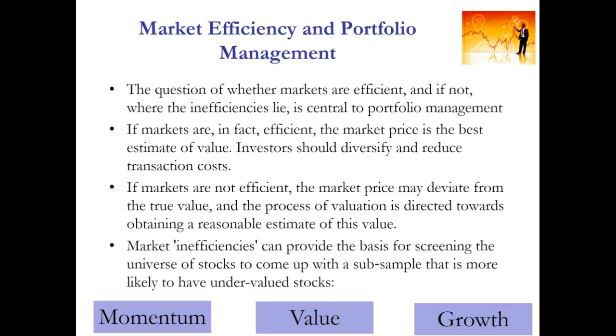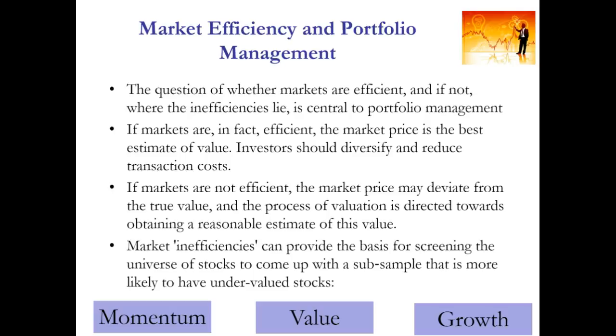So if you were to believe that markets were very highly or close to perfectly efficient, then basically you're suggesting that the market price is the best estimate of a firm's fundamental value. And in that case, the optimal investment strategy should be to diversify highly and seek to minimize your transaction costs. Because if price equals fundamental value, there should be very limited to no ability to identify mispriced assets.